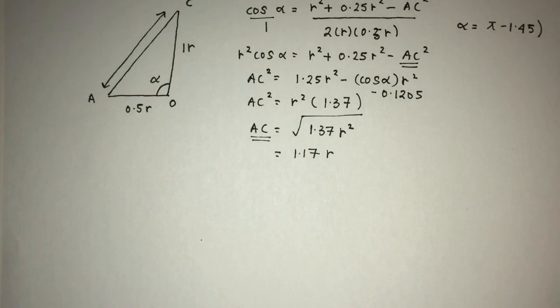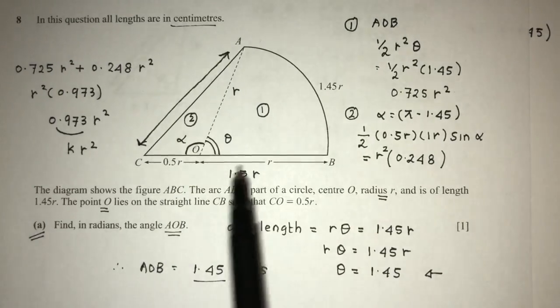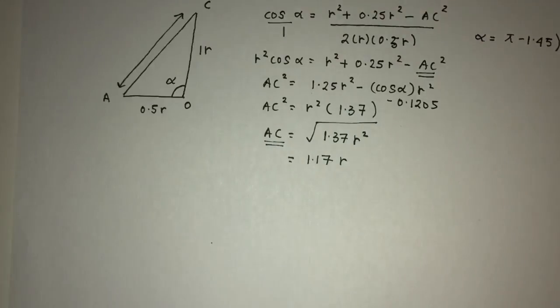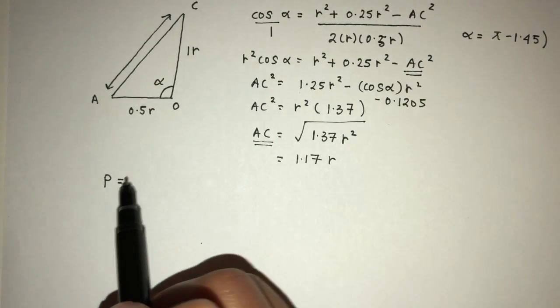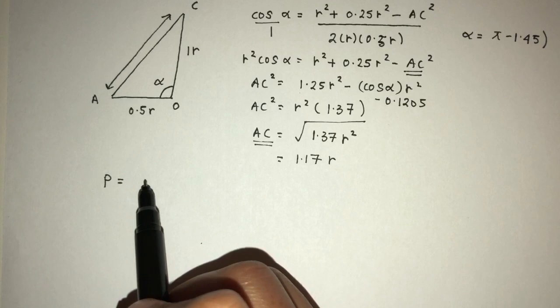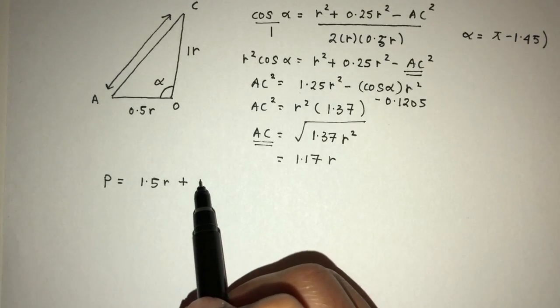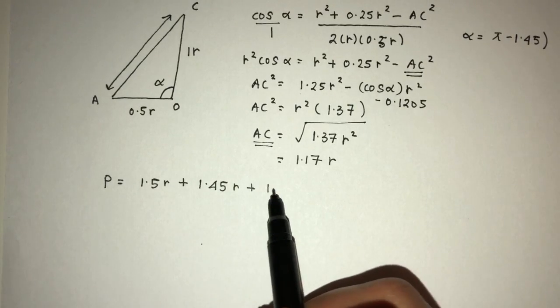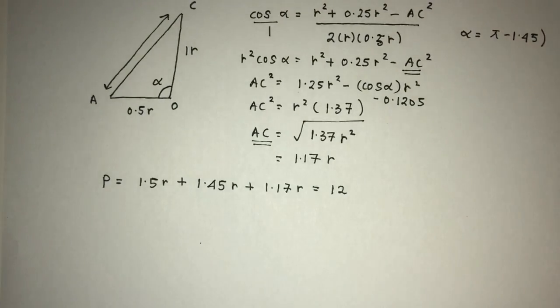Now, going back to the main diagram, we know that this side is 1.5 plus 1.45 and plus AC should give you the perimeter. So let's write down. Perimeter is 1.5, which is the base, plus 1.45, which is the arc, and then plus AC, which is 1.17 R, should give you 12 centimeters.